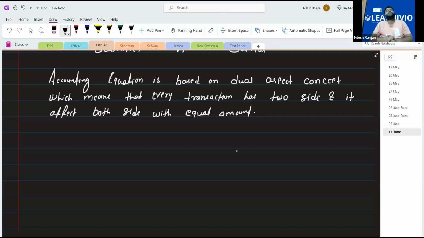Sir, is it affect or effect? Which means that every transaction has two sides and it affects both sides. Affect, okay. In Hindi, you can say prabhav dalna, प्रभाव डालना. It affects both sides with equal amount.